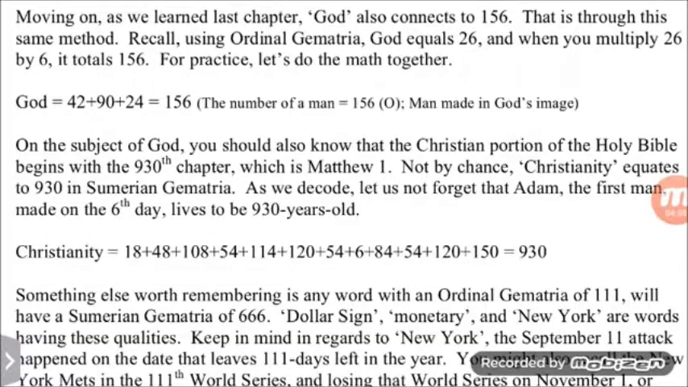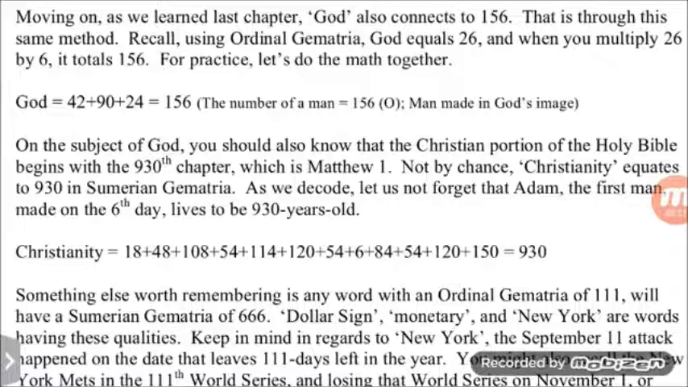Moving on, as we learned last chapter, God also connects to 156. That is, through this same method, recall using ordinal gematria, God equals 26, and when you multiply 26 by 6, it totals 156. For practice, let's do the math together. God equals 42 plus 90 plus 24 equals 156. The number of a man equals 156 ordinal, man made in God's image.